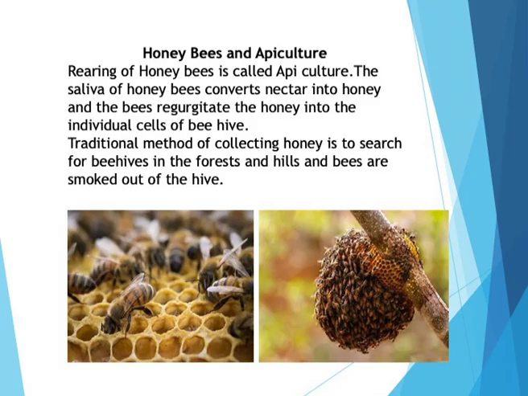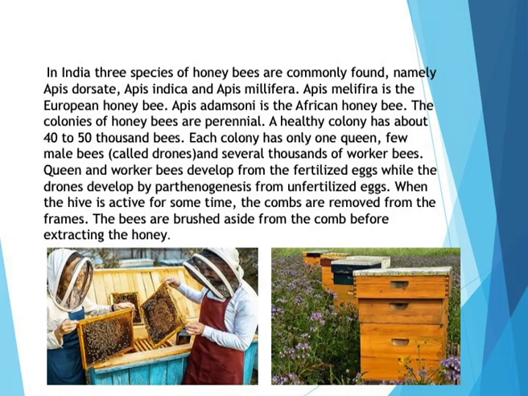The saliva of honeybees converts nectar into honey, and the bees settle the honey into the individual cells of the beehive. The traditional method of collecting honey is to search for beehives in the forests and hills, and the bees are smoked out of the hive. In India, 3 species of honeybees are commonly found, namely Apis dorsata, Apis indica and Apis mellifera. Apis mellifera is a European honeybee.